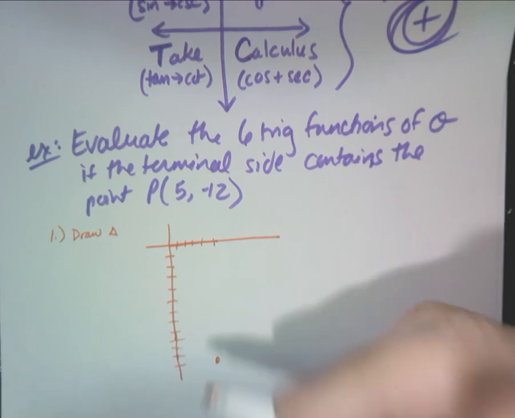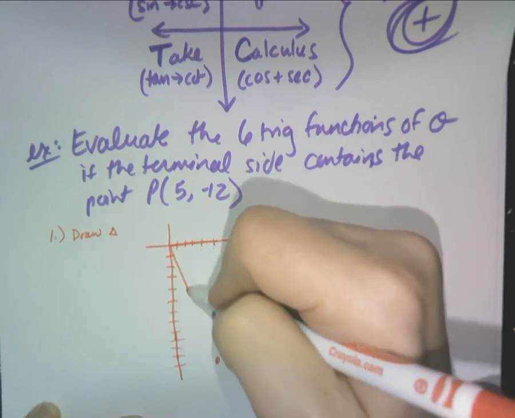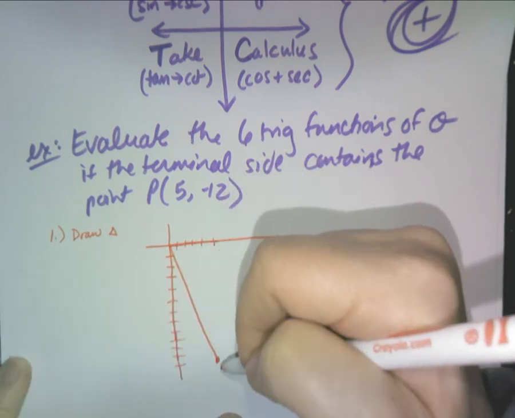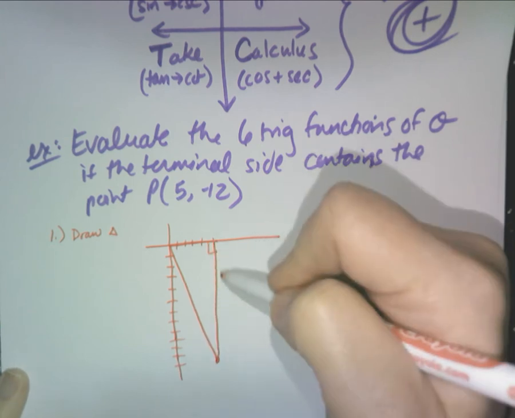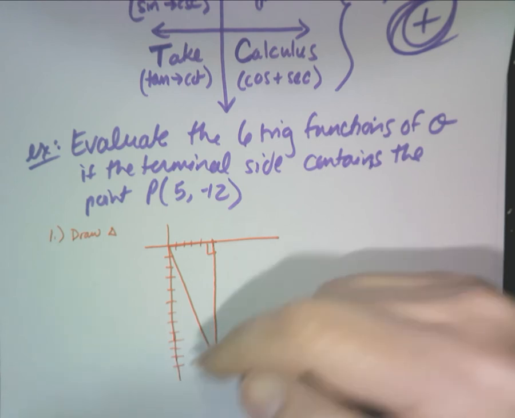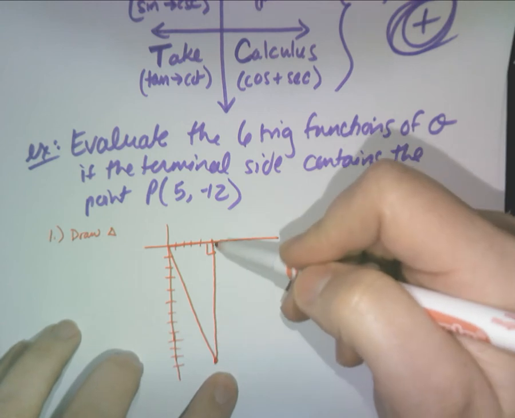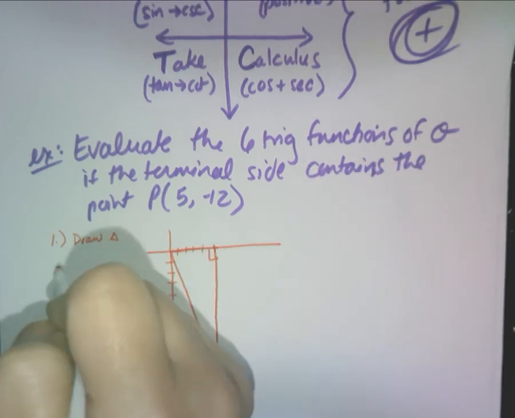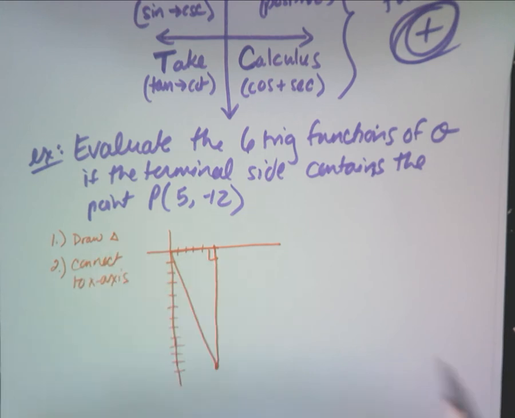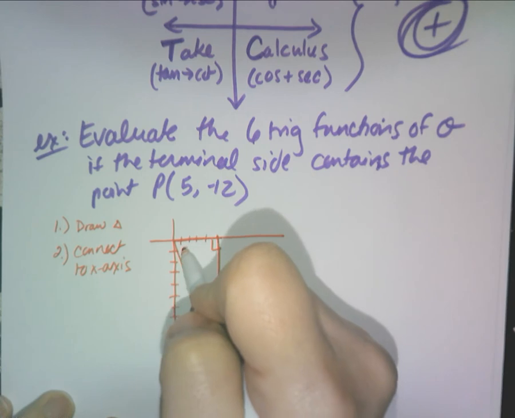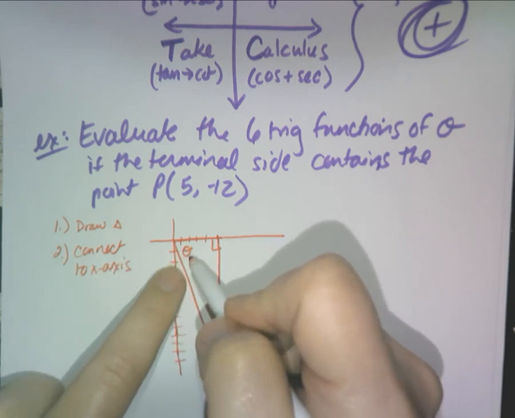You need to make sure you draw the triangle correctly or else it's going to all be wrong. The hypotenuse goes from here to here, and you always, always, always connect it to the x-axis. That's where you draw your right triangle. Do not connect it to the y, or you will have completely different sine and cosine. So if you have to write that down, number 2, connect to the x-axis. This angle right up here, not that little guy, that's your theta, okay?